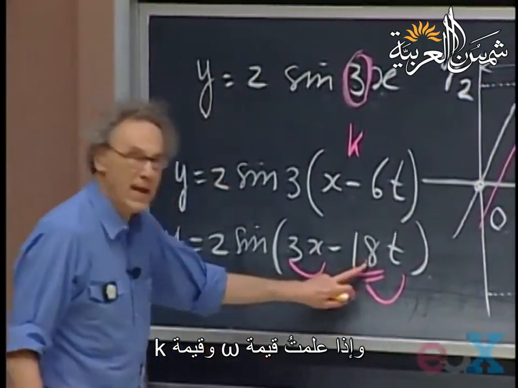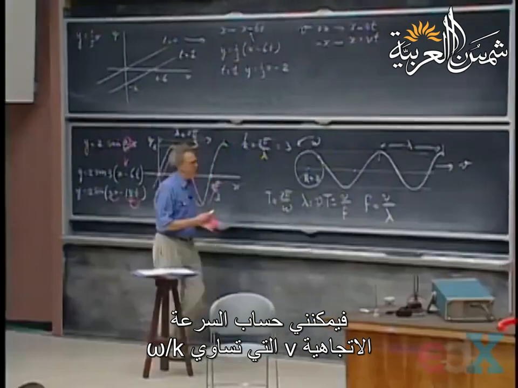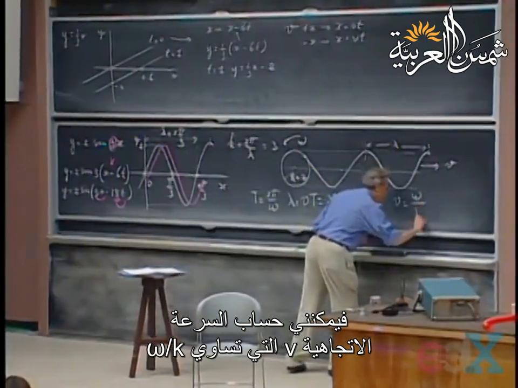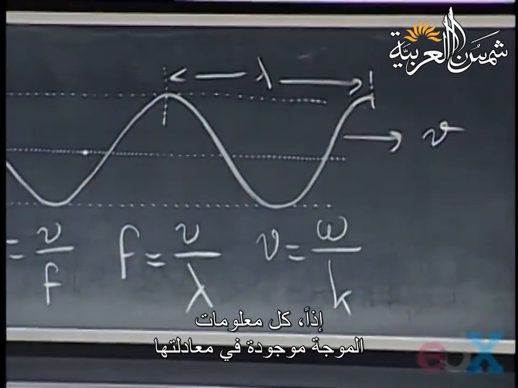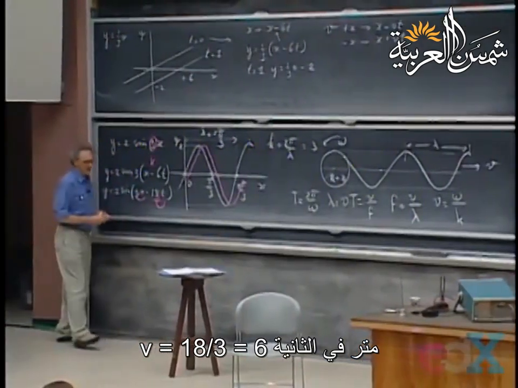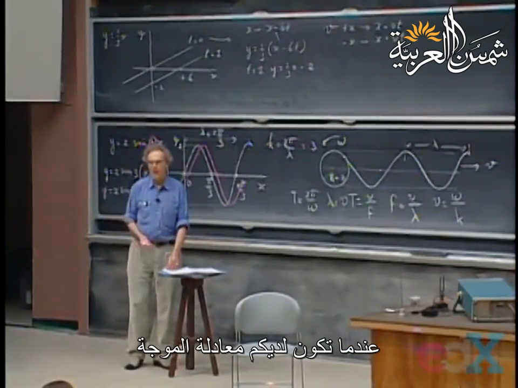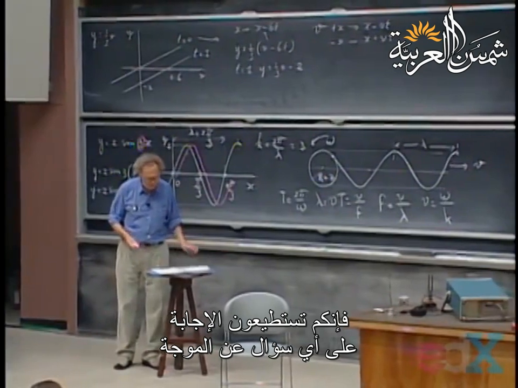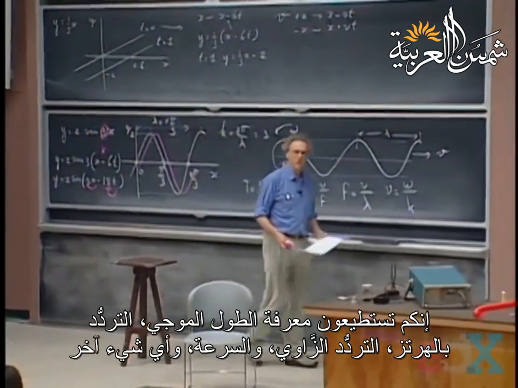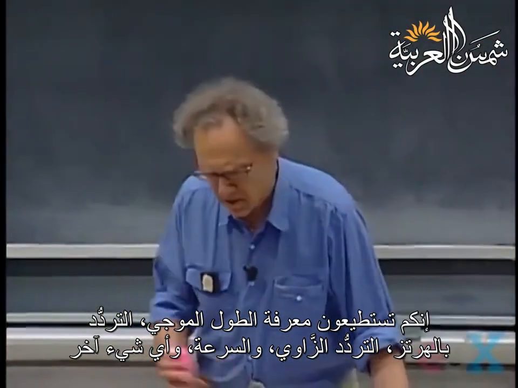And so if I know omega and I know k, then I can also find the velocity, which is omega divided by k. So everything is in here. Omega divided by 3 gives me back my 6 meters per second. So once you have the equation, I can ask you any question about that wave, and you should be able then to answer. Wavelengths, frequency, in hertz, in radians per second, speed, everything.